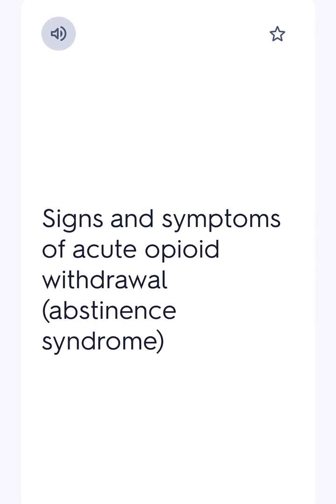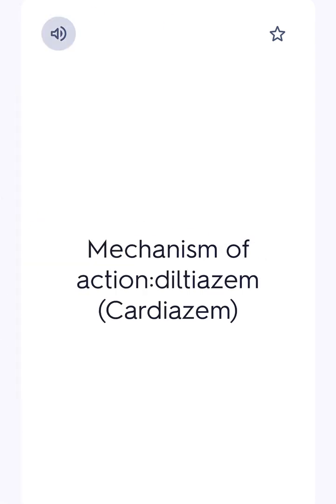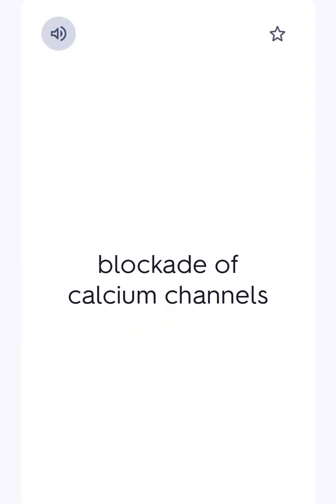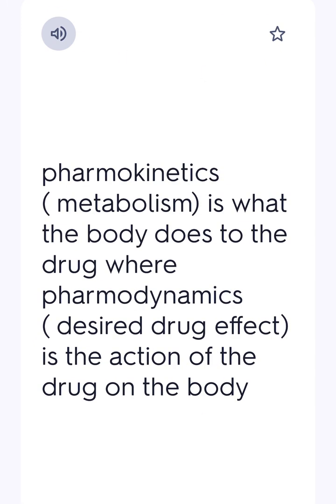Signs and symptoms of acute opioid withdrawal. Yawning, lacrimation, hyperventilation, diarrhea. Mechanism of action, diltiazem. Blockade of calcium channels. What is the difference between pharmacokinetics versus pharmacodynamics? Pharmacokinetics is what the body does to the drug, where pharmacodynamics is the action of the drug on the body.